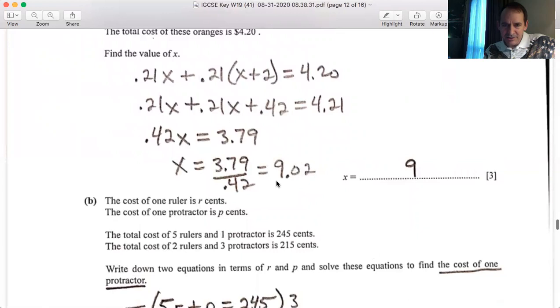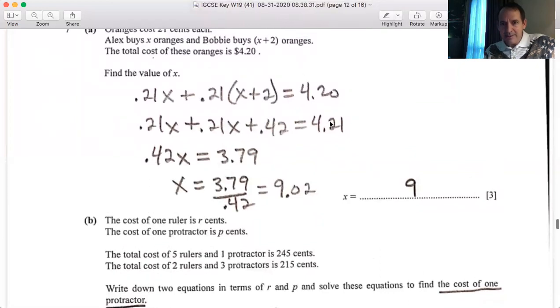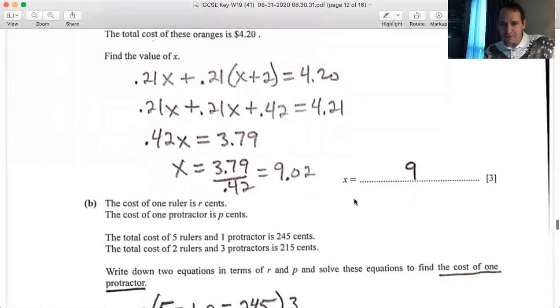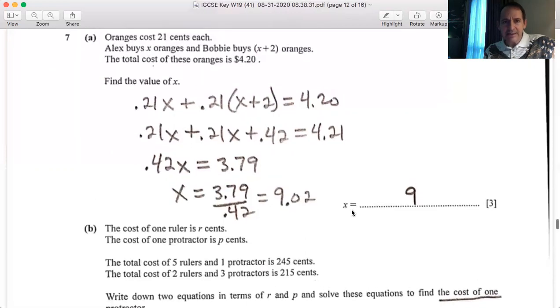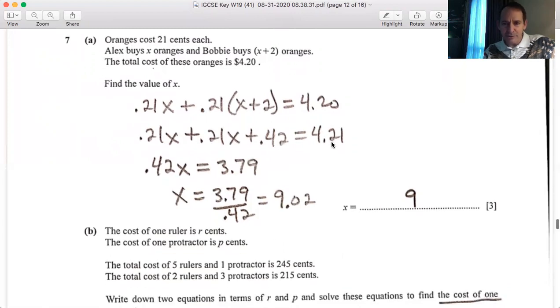It should not make sense to you if you get 9.02 oranges. You don't buy a decimal of an orange. So this should have been an indicator to me that I made a mistake somewhere. And I see right away that I didn't carry this number down correctly. I missed it by 1 cent, which is what threw me off a little bit. But the correct answer is 9. So do think about the real context of what you're dealing with to make sure your answer makes sense. It can help you find a simple mistake like that.